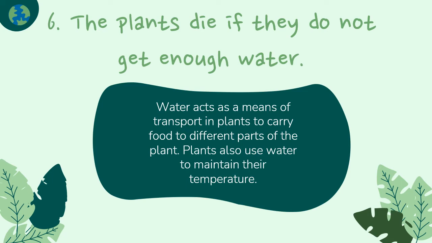Water keeps plants plump and helps them maintain their structure and rigidity. Lack of sufficient water causes drooping or wilting of plants. However, too much water can also cause wilting.